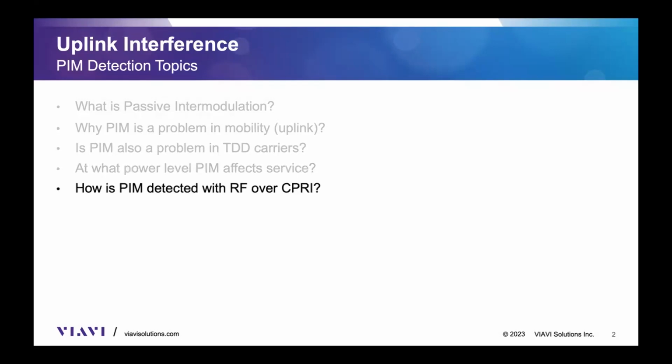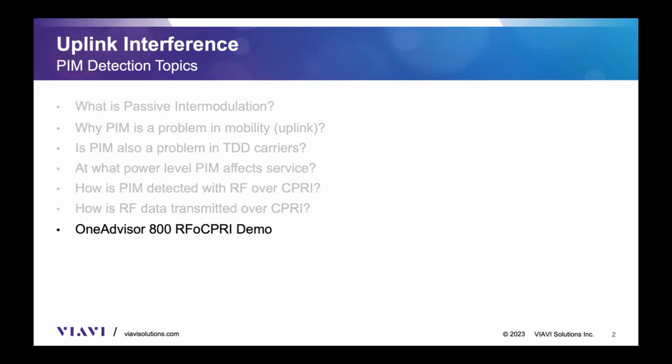And I'm going to try to answer that, as well as how PIM detection works with RFoCPRI. How is data of the RF signal being mapped or transmitted over the CPRI protocol? And we're going to do a brief demonstration on RFoCPRI with a radio. And actually, we have on that radio a PIM issue. And then a couple of examples that we have seen in the field, which basically comes with all the flexibility on mapping RF data on CPRI.